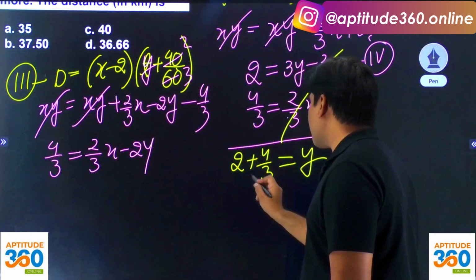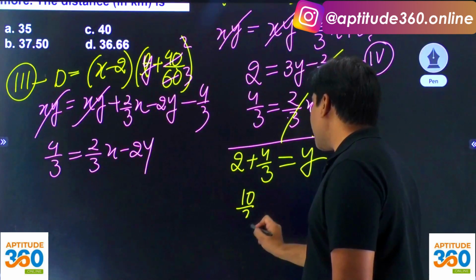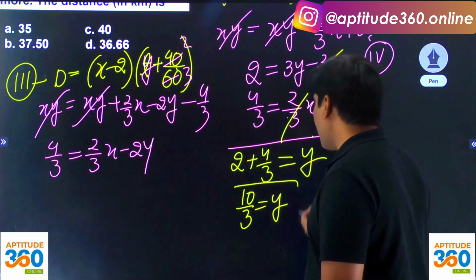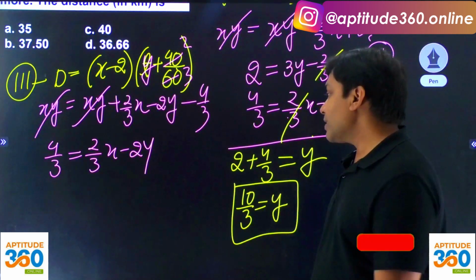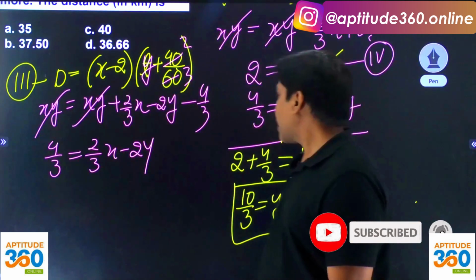So this is going to be what? 10 by 3 is equal to y. So now you have got the value of y. And what is the other value that you need to find out? The value of x. अगर x निकल गया तो आपका काम हो गया. कहीं पे भी प्लग इन कर दो.